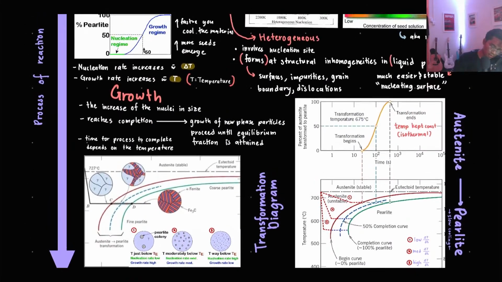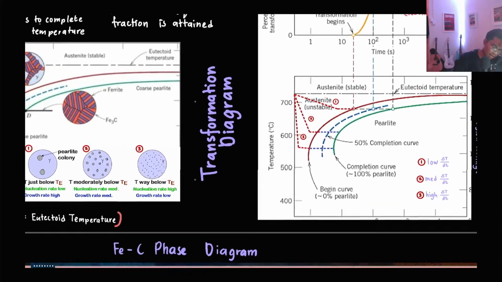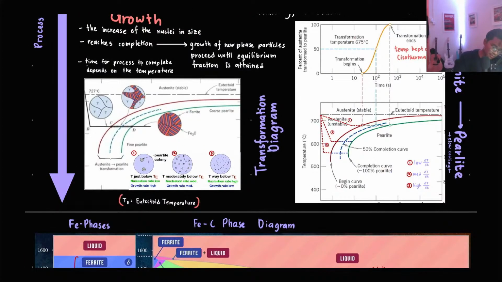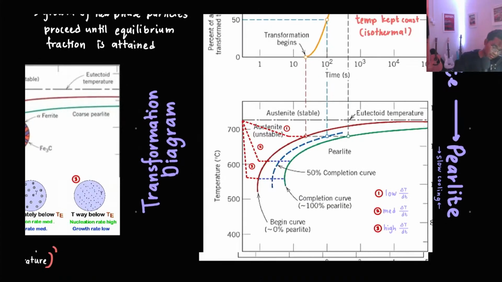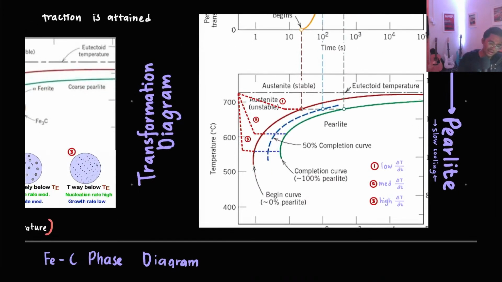So what do we have here? This is a transformation diagram. During class, I didn't actually understand how this diagram works. Why are there so many curves? I am not used to so many curves in one diagram. So now I will teach you how to read the diagram properly.